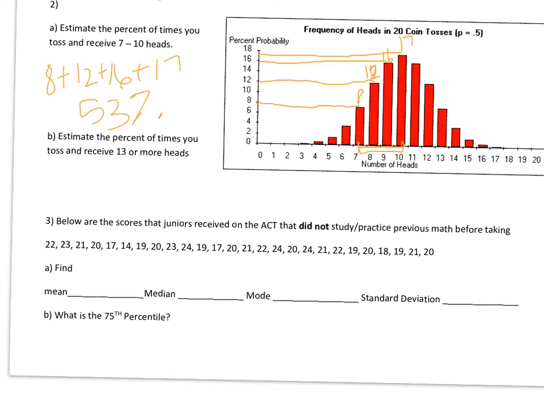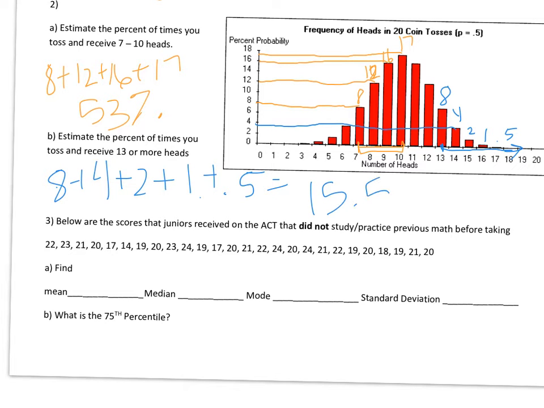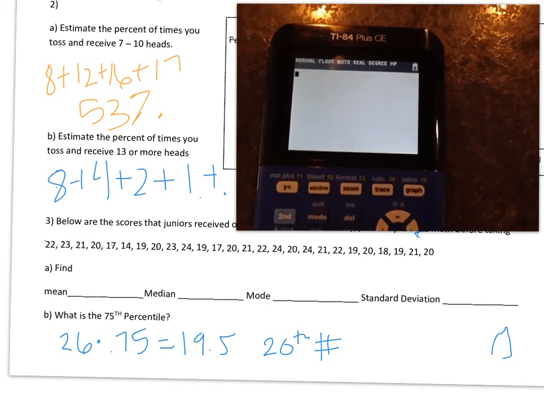So the second one, estimate the percent of times you toss or receive 13 or more. So here's 13 or more. So this is where I have to add all of these up. And again, that's my rough estimate. So this would be 15.5%.